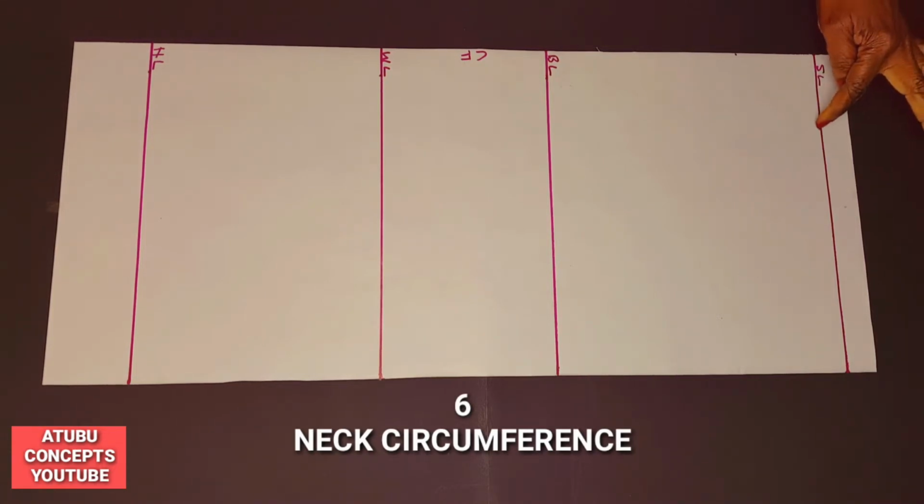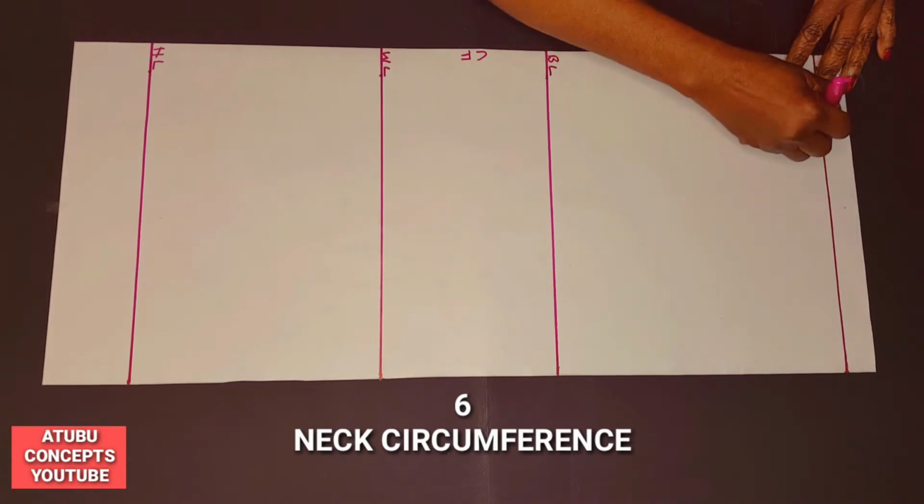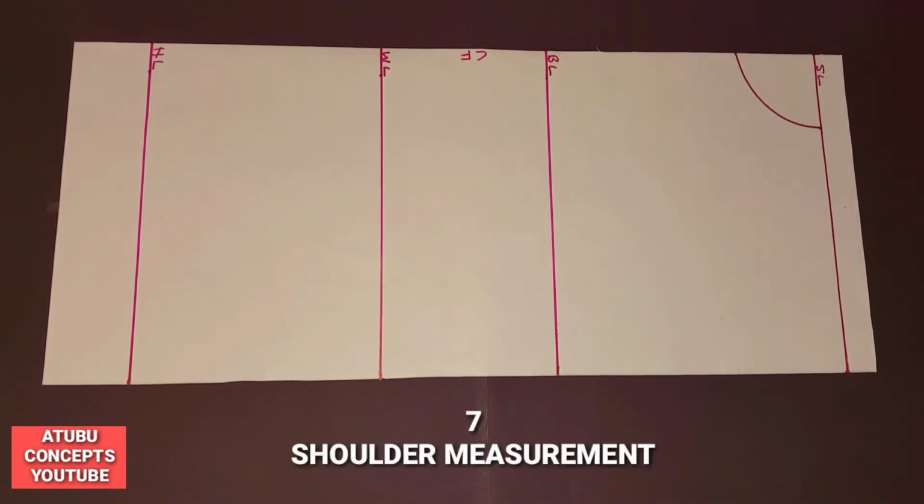So I'm going to connect this point to this point with a French curve. If you don't have a French curve, don't bother yourself. Carefully maneuver it with your hand. Like that. Number 7, shoulder measurements. My shoulder measurement is 15 and I'm going to divide that 15 by 2. I'll have 7.5 because I'm using half part of the front. This is the 7.5 here.